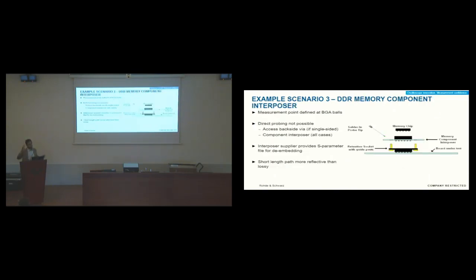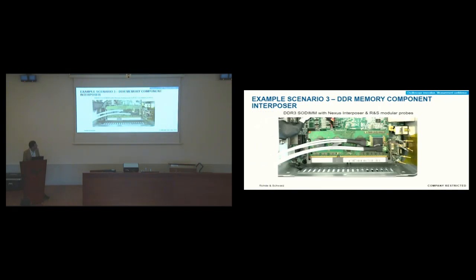Also, for instance, maybe some of you are working with DDR memories. In this case, it's very difficult to put a probe on the DDR chip, so what many people use are interposers. Many suppliers of interposers also provide S parameters. This is an example of how to put the interposer in, better than soldering our probe on top.